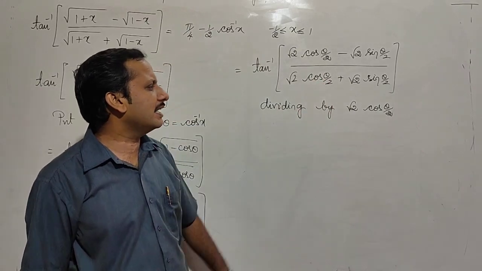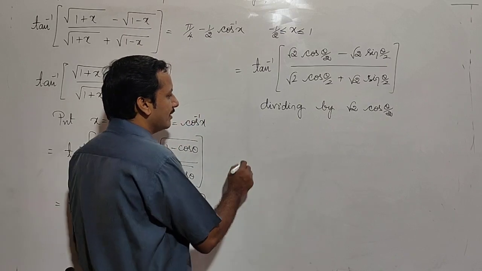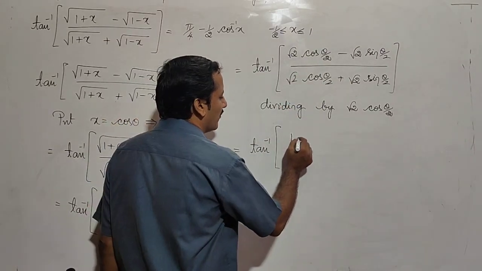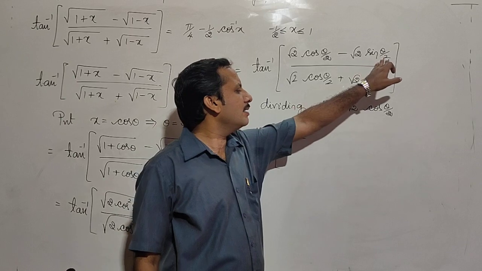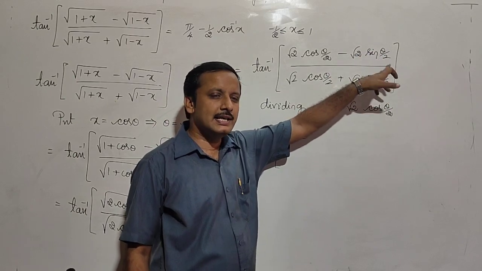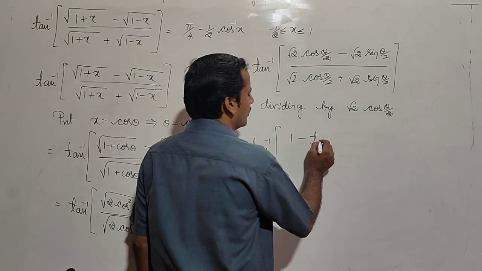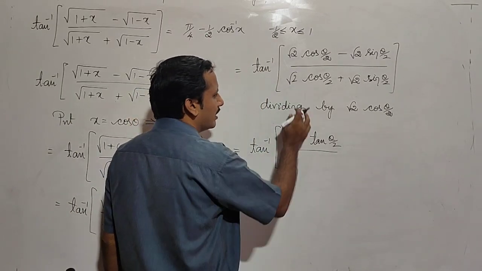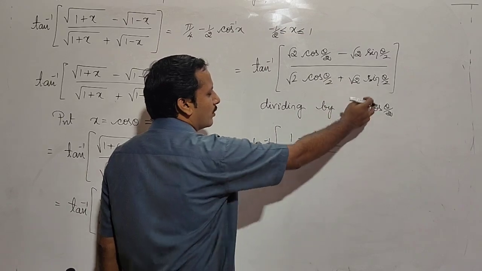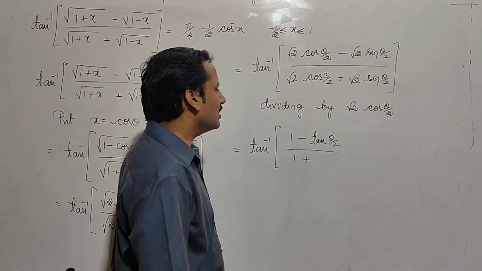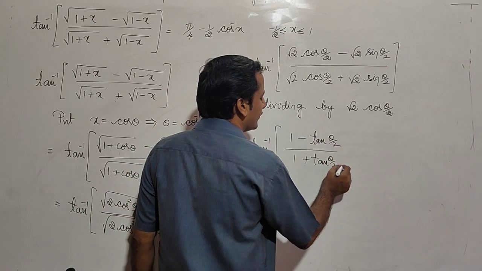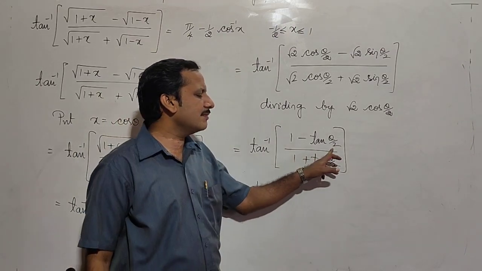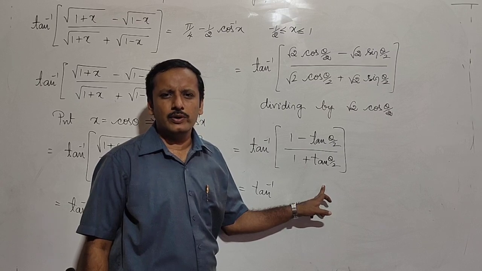So divide both the numerator and denominator by root 2 cos theta by 2. That will give you tan inverse of, when I divide by root 2 cos theta by 2, this will become 1 minus, here root 2 gets cancelled, sin theta by 2 divided by cos theta by 2 will become tan theta by 2, divided by, here also I am dividing by root 2 cos theta by 2, so this will become 1 plus, here root 2 gets cancelled, sin theta by 2 divided by cos theta by 2 will give you tan theta by 2. Then that's equal to tan inverse of (1 minus tan theta by 2) divided by (1 plus tan theta by 2). This is a well-known formula.